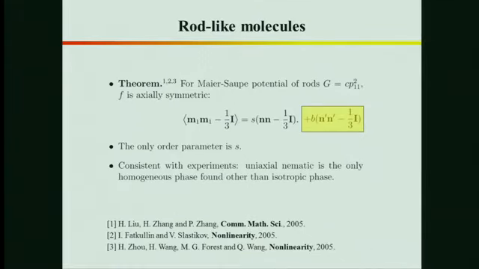So for the rod-like molecules, my soft potential is in this way. P11 means M1 dot M prime. So f has axial symmetry. It means the average is this way. So here you have two parameters, one is S, one is B. But the only order parameter is S. This is consistent with experiments.